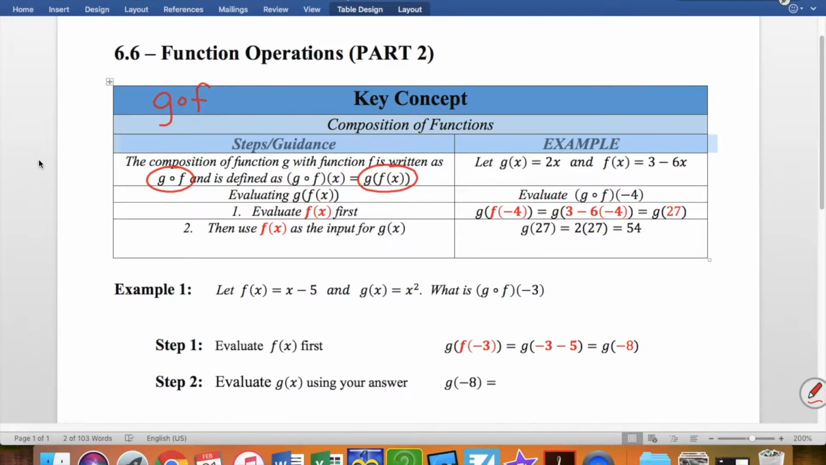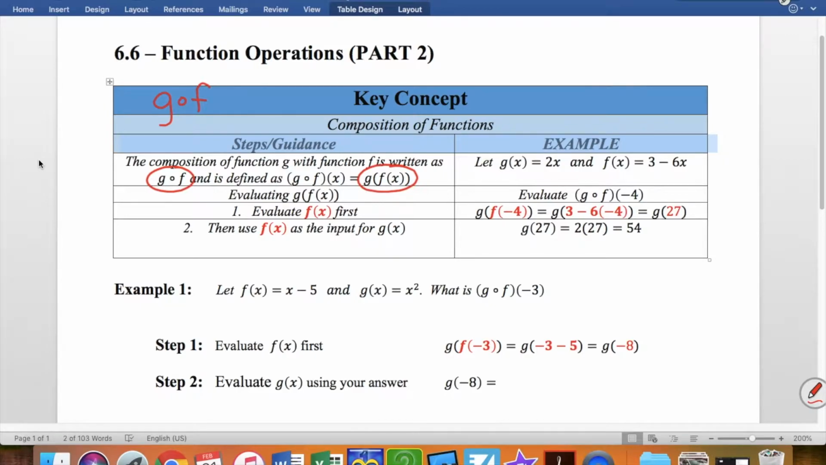I know that function notation doesn't mean a lot to you. It will mean it over here. So to evaluate that, step one, you're going to evaluate f of x first, and then you're going to use f of x as your input for g of x. Those are your steps. Over here are some examples on the right.